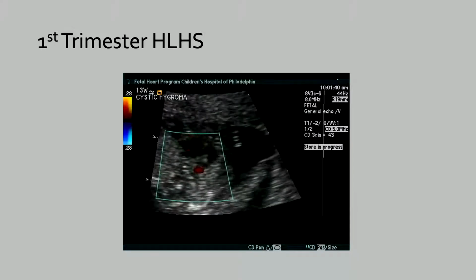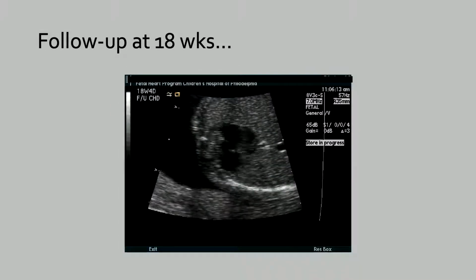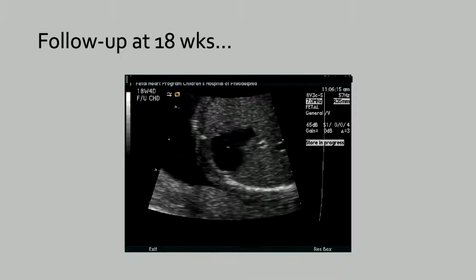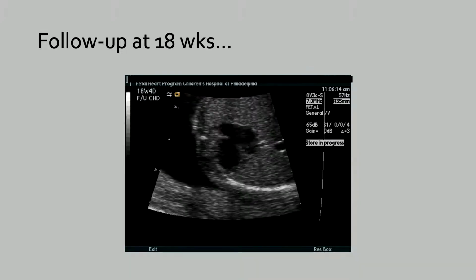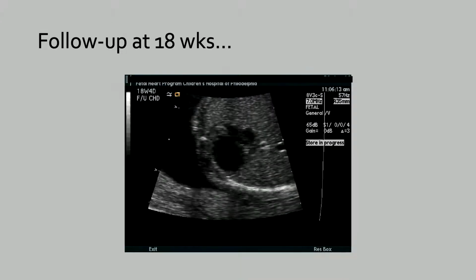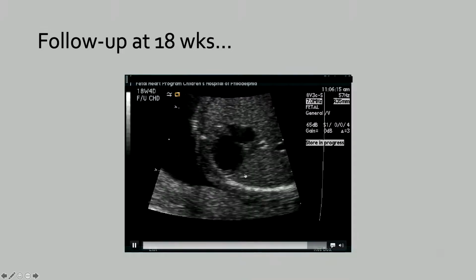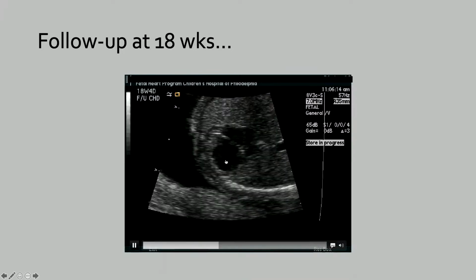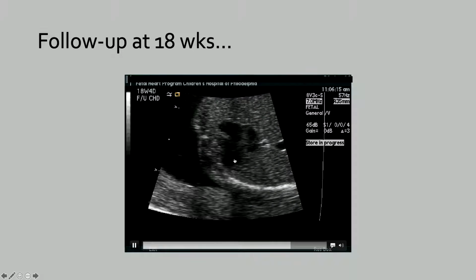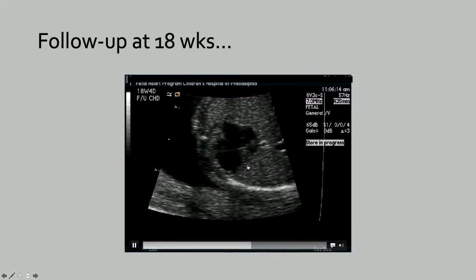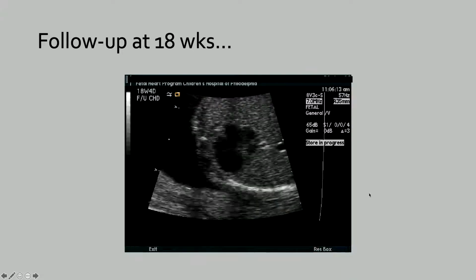Fast forward, same patient now at 18 weeks, and I think things are more clearly evident that we're dealing with hypoplastic left heart syndrome, counting the chambers. There is a right atrium, there's a left atrium, there's a single pumping chamber here, which is a right ventricle. This is a case of mitral atresia with aortic atresia.